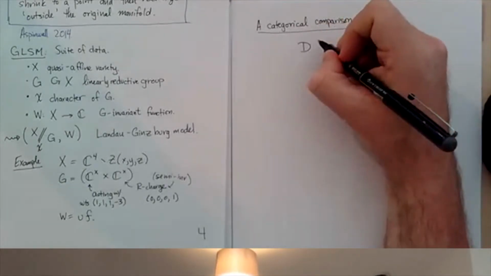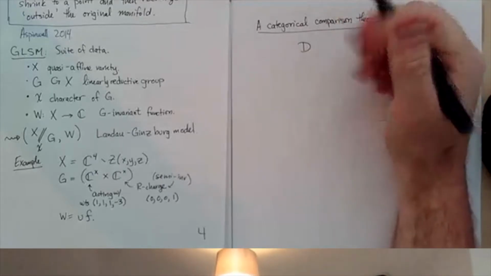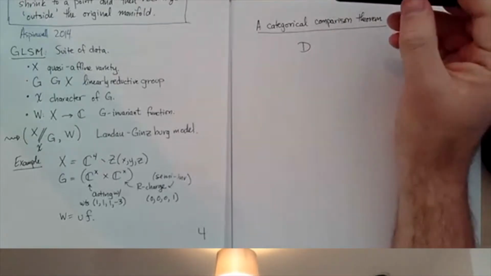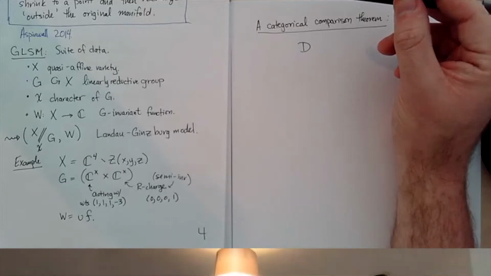Tyler, yeah. Can I make a quick comment? Hi. I don't think you're allowed to call it a GLSM. The L is for linear, so I don't think you're allowed to call it that unless X is a vector space.